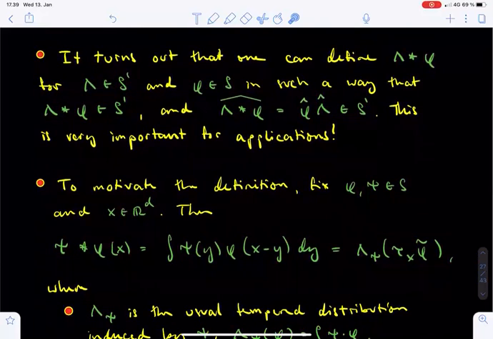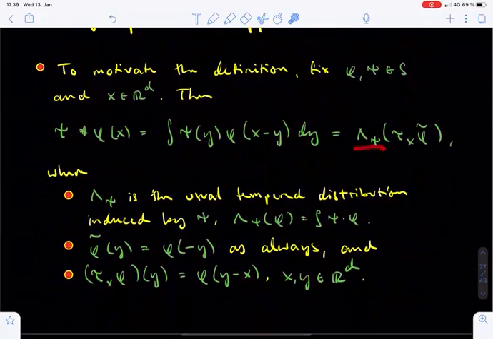To motivate the definition, let's write the convolution between two Schwarz functions, psi and phi, in a slightly strange way. Namely, the convolution at x equals first the integral of psi at y times phi at x minus y dy, and this integral can be written as the tempered distribution lambda subscript psi evaluated at the Schwarz function tau x of tilde phi. The notation here needs some clarification. First of all, the object lambda subscript psi is just the usual tempered distribution induced by psi. Second, the notation tilde phi means the same as always, namely tilde phi at y equals phi at minus y.